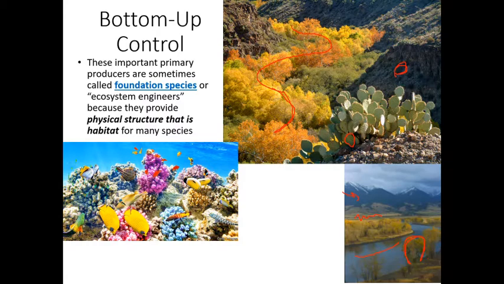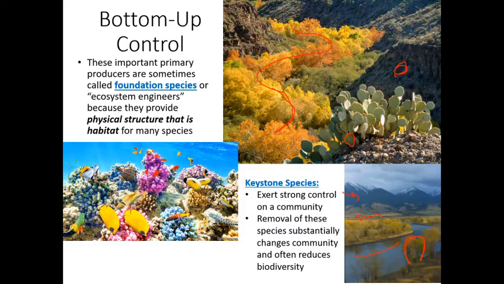And so foundation species like the cottonwood, like the kelp, like the corals, we can call these keystone species. And so the term keystone species is more generic. Right? It's not just talking about these bottom-up organisms. Instead, keystone species is just a term referring to a species that exerts a very strong control on the community. You see a completely different community in the cottonwoods than you would 20 feet away in the desert. So a completely different community.